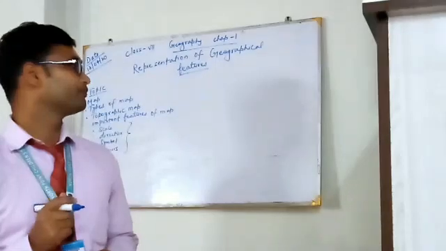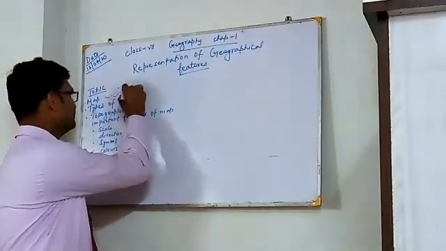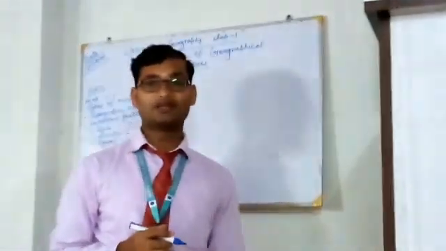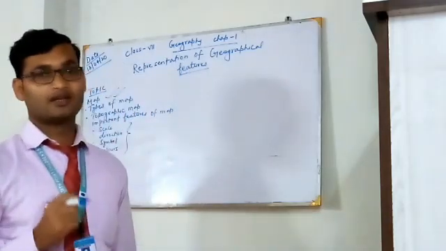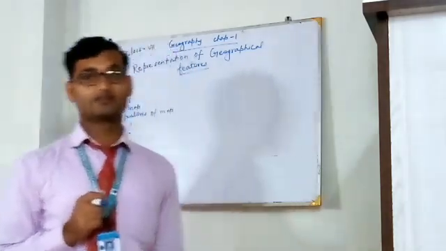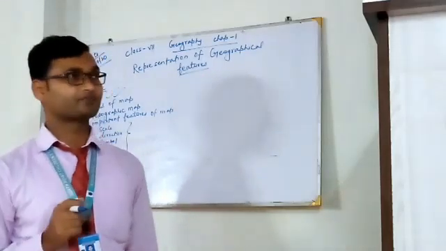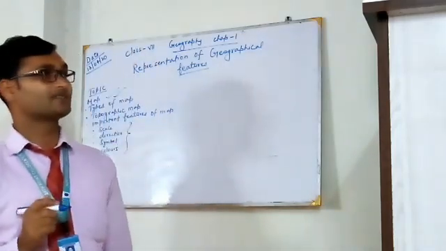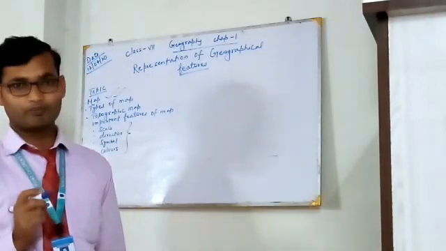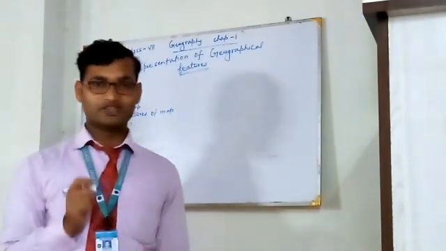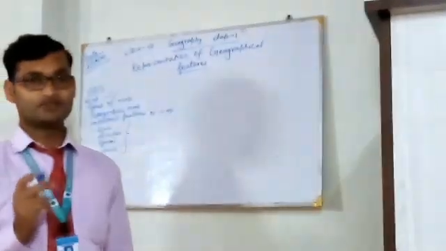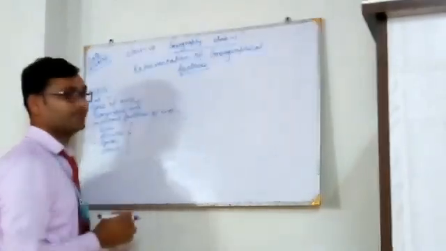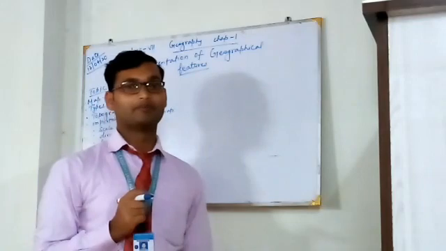First of all, what is map? What is map? Map is the representation of any area of the earth, any part of the earth, like country, continent, villages, cities, etc. We all have discussed about it in the previous classes of class 6, types of map, features of map, already learned, but in short we'll discuss about it.